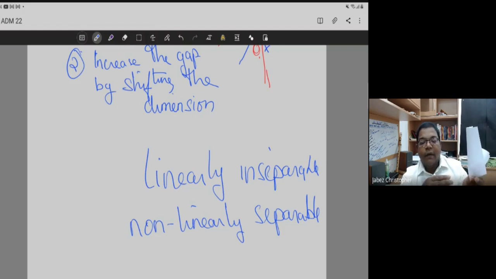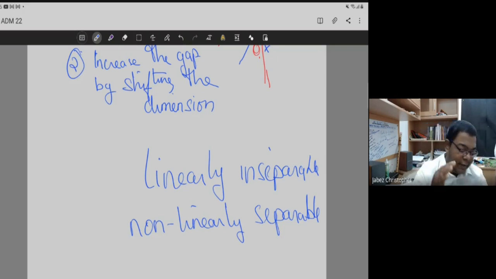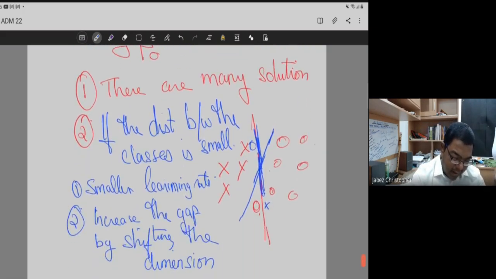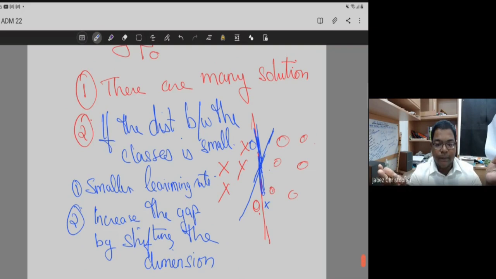As of now, we have learned about, we have not yet jumped into the SVM. We are still with a single linear perceptron, right? A single line which will lead to three cases. One, there are many solutions. So it will lead to infinite solutions. When the data is linearly separable, there are many solutions.